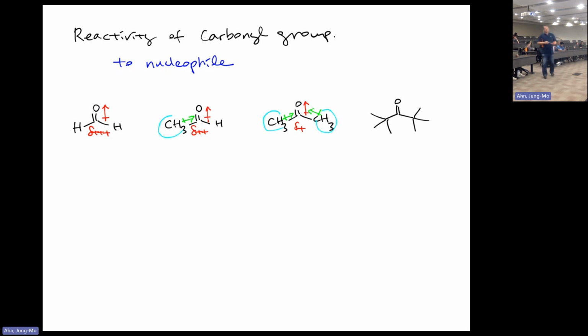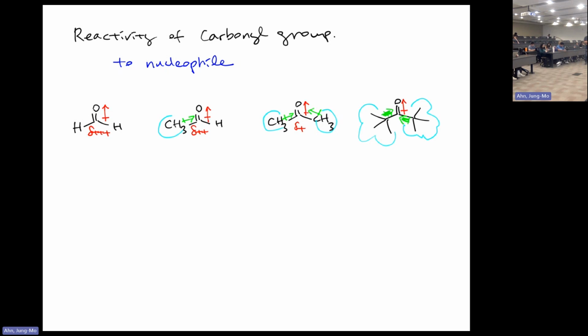Of course, the t-butyls are also good electron donating groups. So you have the least amount of electron deficiency there, and also very big steric hindrance. So the carbonyl of bulky ketones like this is probably not a good substrate for this type of nucleophilic attack.